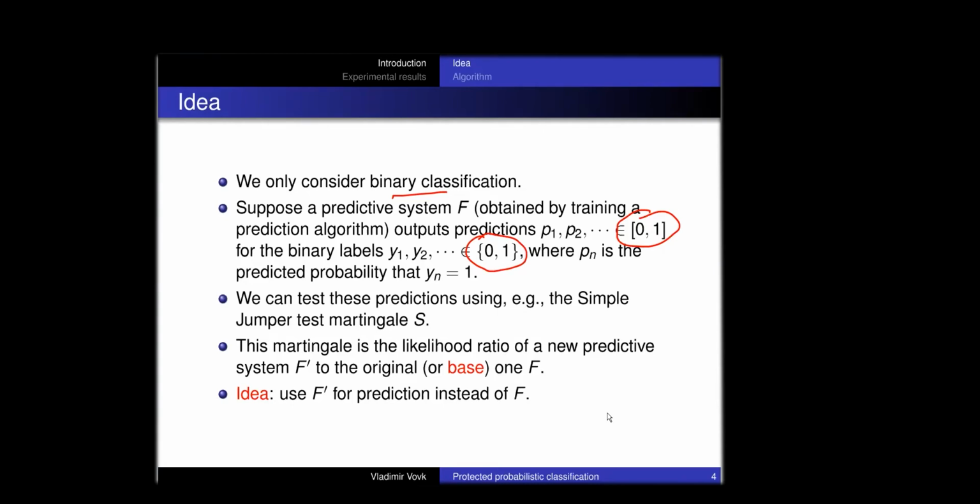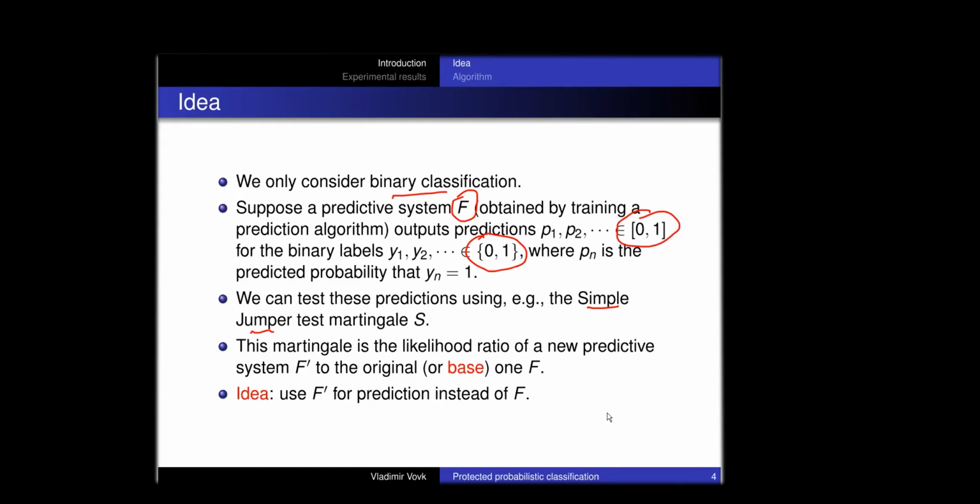Okay, so suppose we have some base predictive system, the system we trained. We call it base. But then suppose we run some conformal test martingale, like the simple jumper, our standard martingale, which has been used in many papers. And we are successful in gambling against those predictions. So in the case of a simple null hypothesis, and here our null hypothesis is simple, it's just this predictive system F we are gambling against.